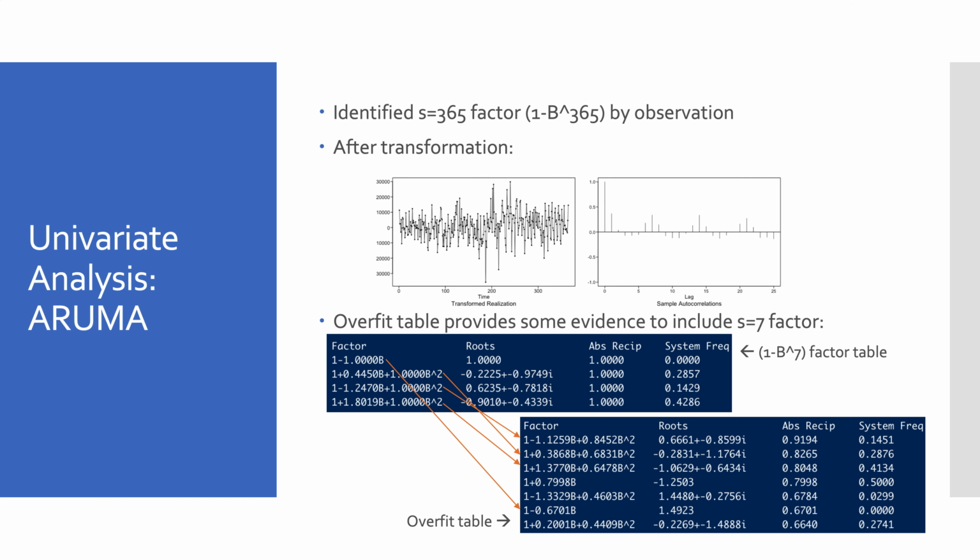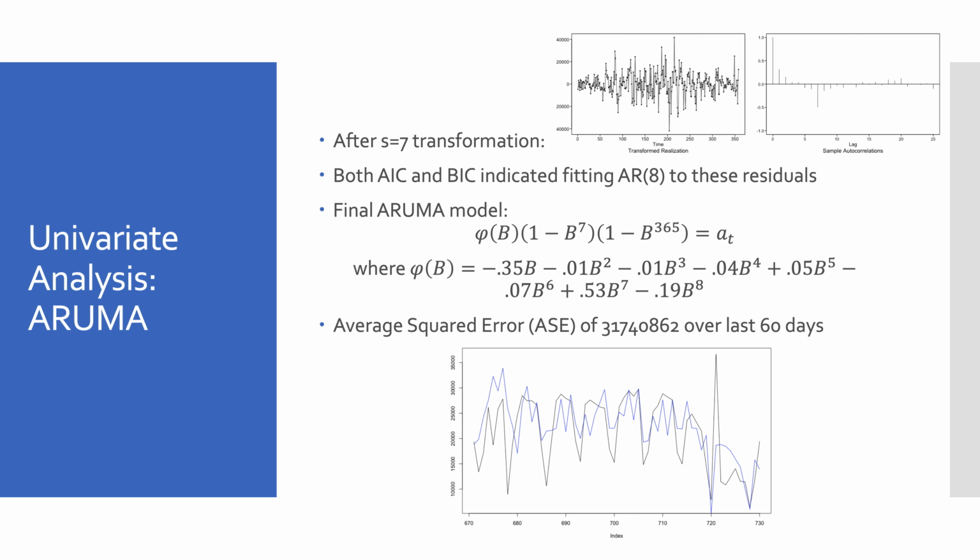So this is the process that I went through. First, I identified this 365 seasonal factor just by observation, since we can't really make an overfit table to confirm this. But after transforming the data by this factor, this is what we're left with. And we can now make an overfit table to see if a weekly seasonal factor is present. And there is some evidence for this, but it's not a super strong match, but it's strong enough for me to move forward with this extra seasonal or weekly factor.